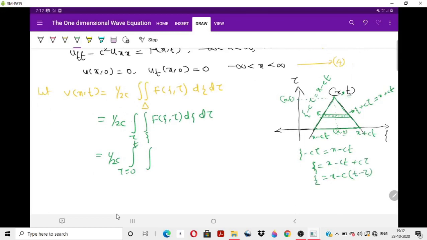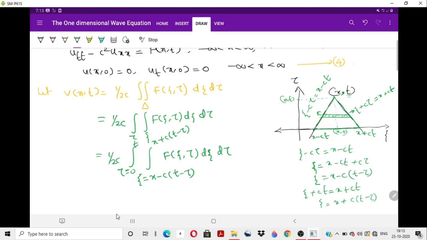So theta varies from x minus c into t minus tau to the upper limit, which will be the second line, theta plus tau equal to x plus ct, or theta equal to x plus c into t minus tau. So this is x plus c into t minus tau, f of theta, tau d theta d tau. So these are the lower and upper limits for both the variables theta and tau. Okay, so this is about the function v of x,t.